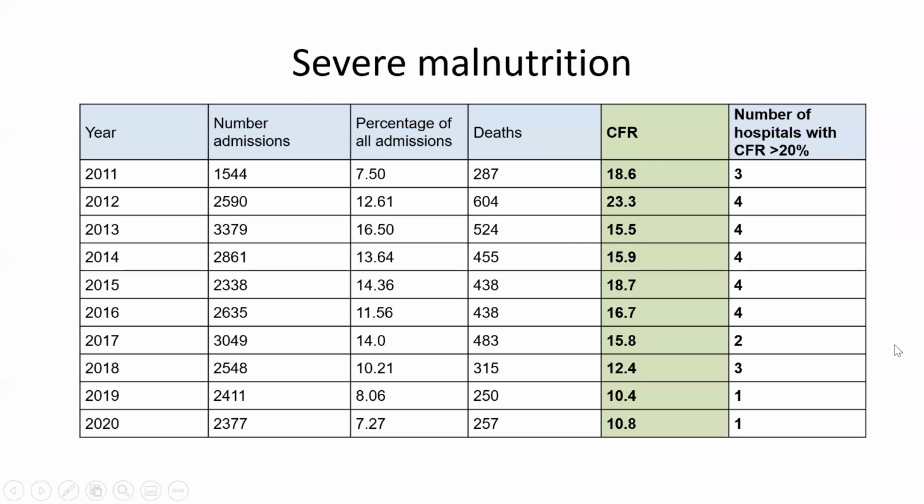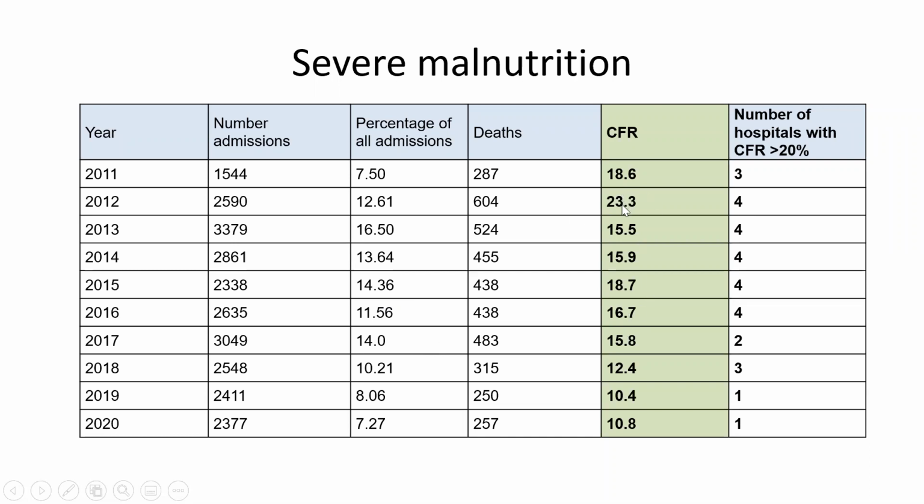Thanks. I wanted to show this data because it shows you the number of admissions that have occurred each year with severe malnutrition. In the first year, there were fewer hospitals involved. But subsequent to that, there's been roughly the same number of children with severe malnutrition, but it's a lower percentage of all admissions. There was a stage there where it was well over 10% of all admissions, and now it's substantially less than 10%. And the case fatality rate has fallen substantially.